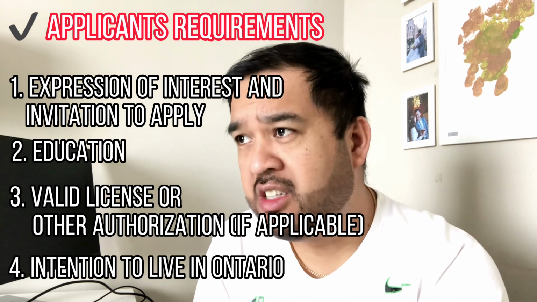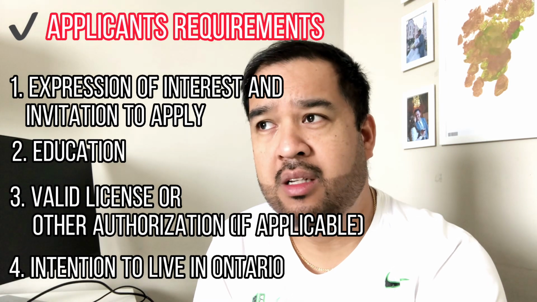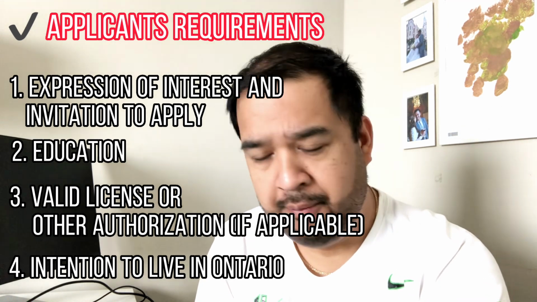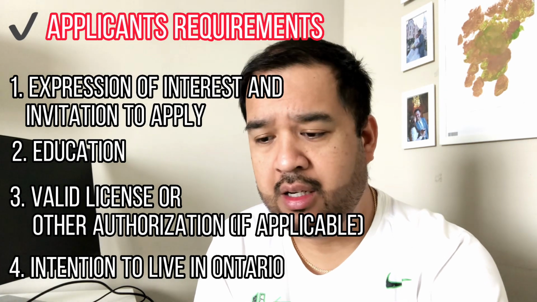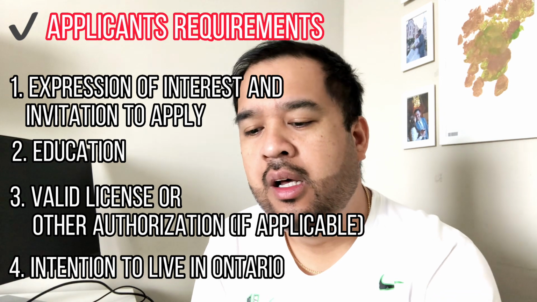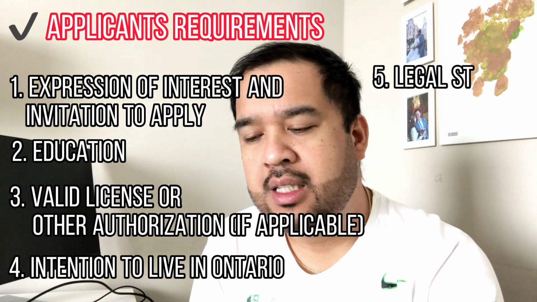If you have friends here, you can put their names and their contact numbers. So just to show exactly that you really settled in here in Ontario, or you really wanted to settle here in Ontario. Number 5 is the legal status in Canada.